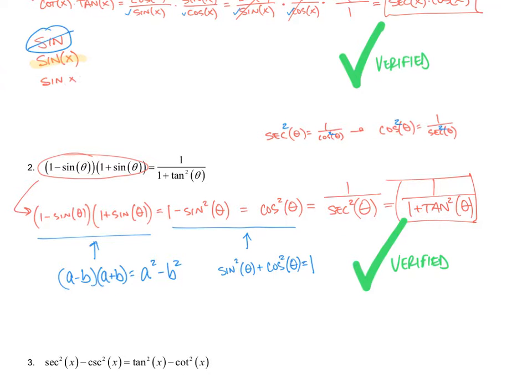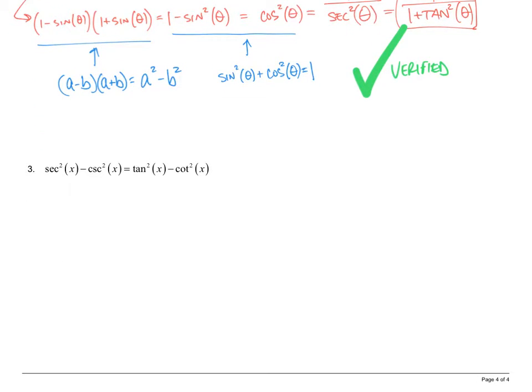Okay, one more for you. We have secant squared minus cosecant squared equals tan squared minus cotan squared. So let's take a look. I see a bunch of squared things that are in Pythagorean trig identities. So let's see if there's anything we can do with that. I'm just going to arbitrarily pick the left-hand side to work on.